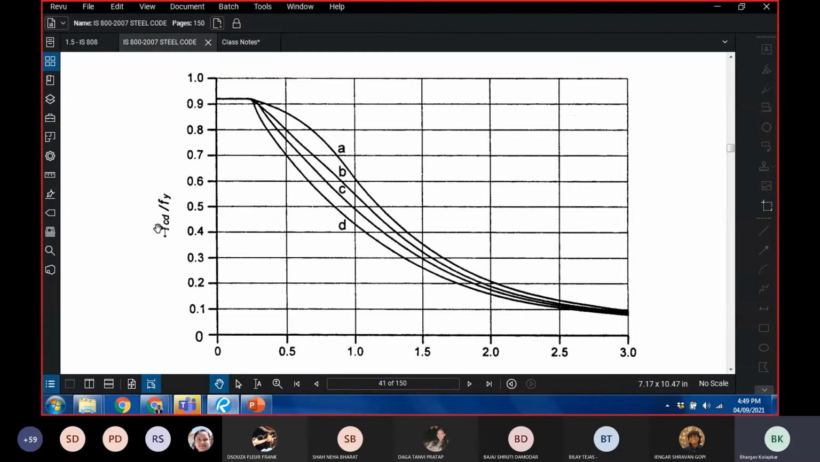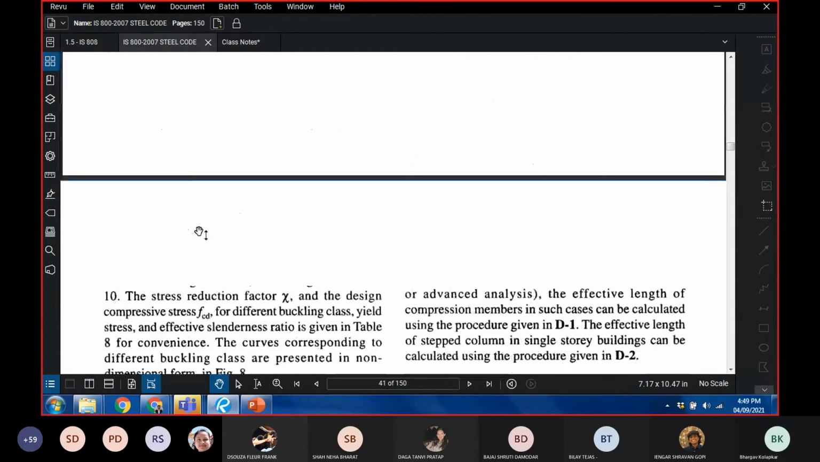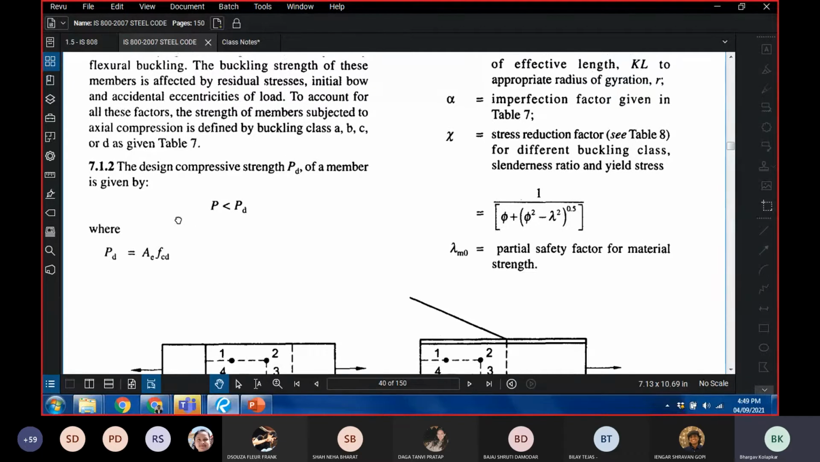The code calls this F as FCD. Now, let us get familiar with the terms that the code uses. For the force, the notation that the code uses is PD. P is the action load and D is the design action load. Design compressive load PD is equal to AE, which is the effective area, the same as the cross-section area, into FCD. FCD is the design stress in compression. So PD is equal to AE into FCD. We already know what AE is. It's only a matter of finding out what FCD is.